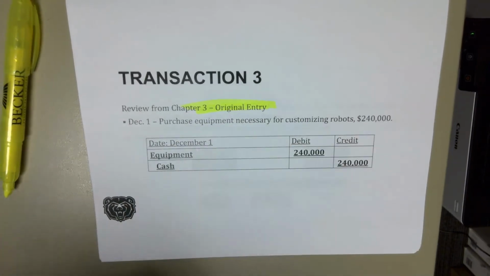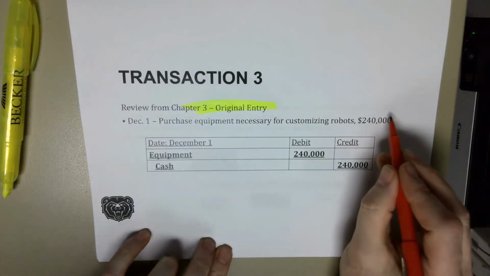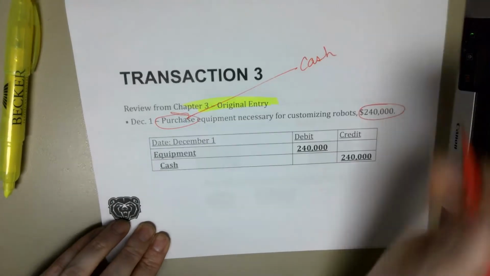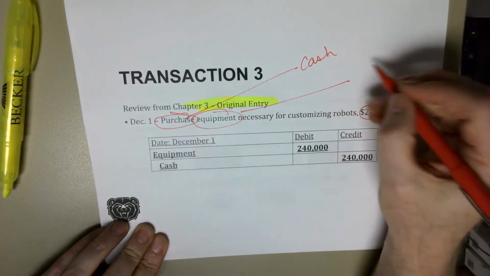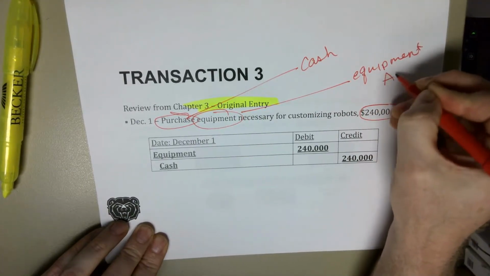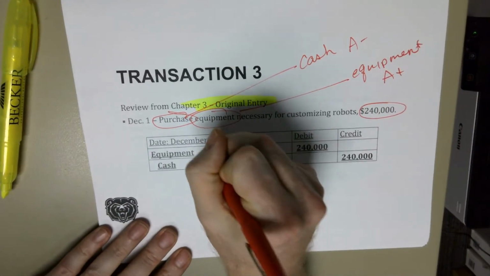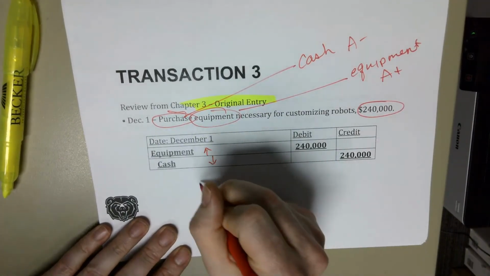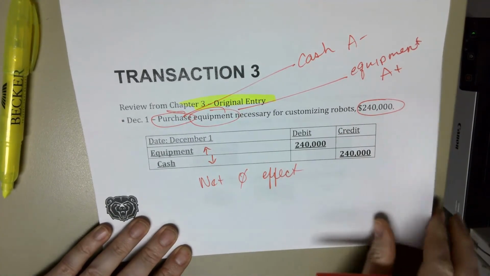This is our original entry when we purchased equipment necessary for customizing robots for $240,000. We had that key term purchase. For us, that meant cash, right? Okay. And then equipment, what did that tell us? That just told us this is equipment. It's an asset. It's an increase to the asset. It's a decrease to cash. Okay. So we increased equipment with a debit. We decreased cash, another asset, with a credit. This again was a net zero effect on the equation, right?